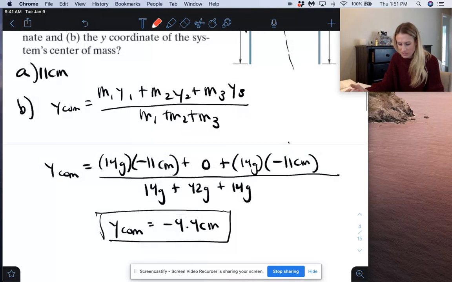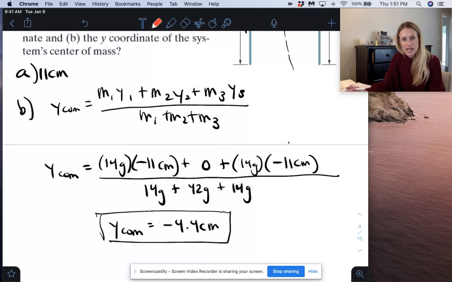So our answer here for A was 11 centimeters, and our answer for B, the y coordinate, was a negative 4.4 centimeters.